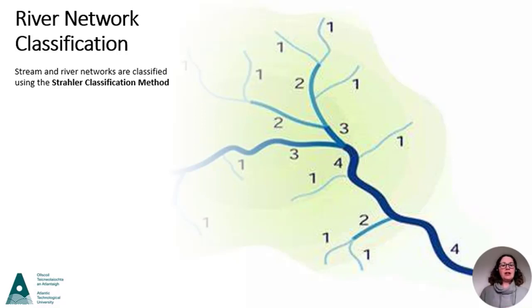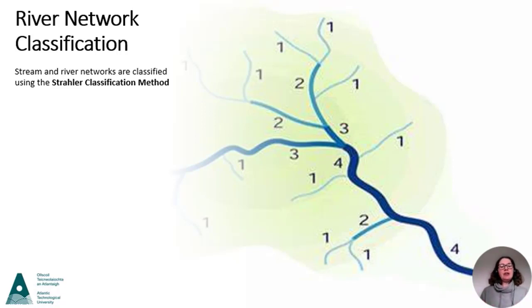Typically here what we see on the diagram is that all of the systems that are classified as one are referred to as first order streams. These tend to be single, unbranched headwater channels and are really found at the top of our mountains or at the very, very beginning of where our system is originating.